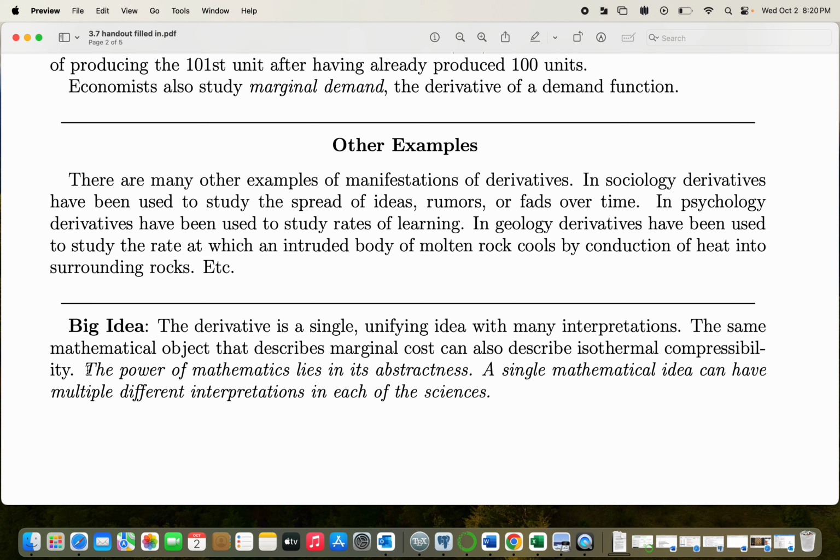So the big idea here is that mathematics, why is math so powerful? It's its abstractness. When you think about a derivative, you don't have to be thinking about any particular physical thing at all. You've removed all physical meaning when you write down f prime of x. But then when you start putting physical meaning back on, a lot of different physical phenomena can be modeled by the same kind of mathematical idea. So that's the power of mathematics. A single mathematical idea can have many different interpretations in many different fields.